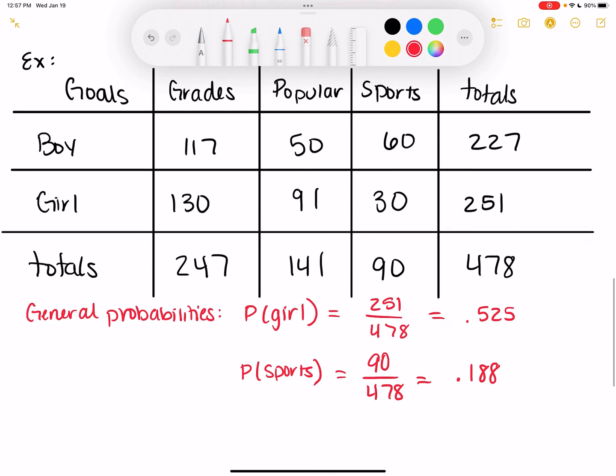Then it may say, how about the probability of a girl intersect popular? So a girl and popular. So we're looking in the column that fits both of those. So popular, girl, that's 91. So 91 out of still the total, 478, is 0.190. And let's just make a rule: 3 decimal places for all of this stuff just to make it easy.